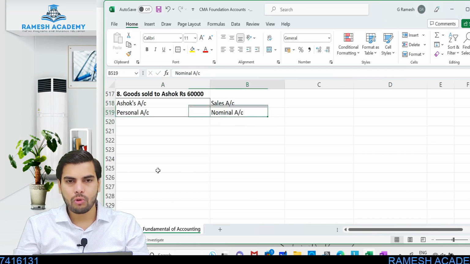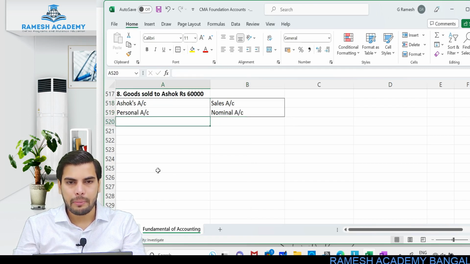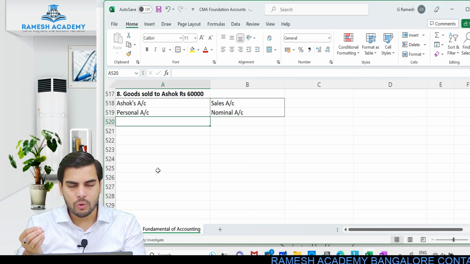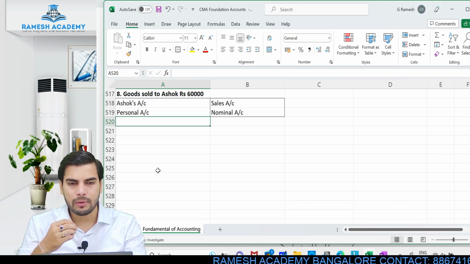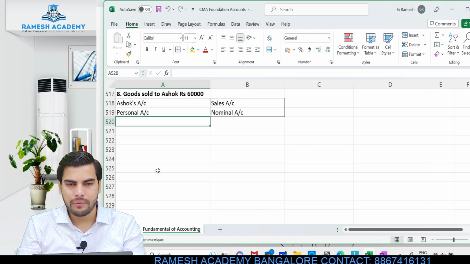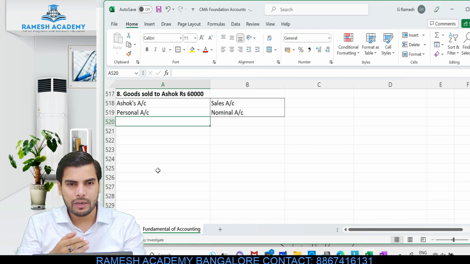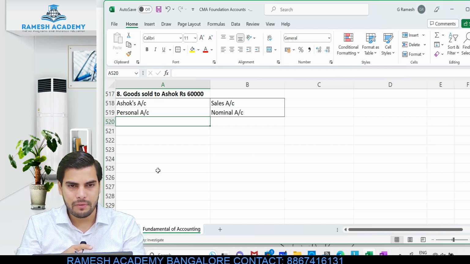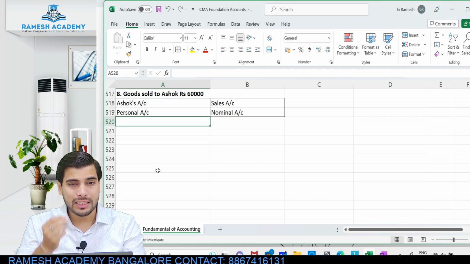Now you just need to apply the respective rules. So what would be the rule of this personal account? Debit the receiver of benefit, credit the giver of benefit. Now when I am selling the goods to this particular person, Mr. Ashok, is he receiving the benefit or is he giving the benefit? Think and tell me. Don't you think he is receiving the benefit? What benefit is he receiving? Benefit number 1, he is receiving the goods worth rupees 60,000. Benefit number 2, he is also receiving this credit period.